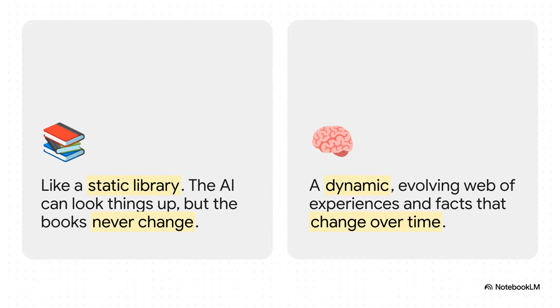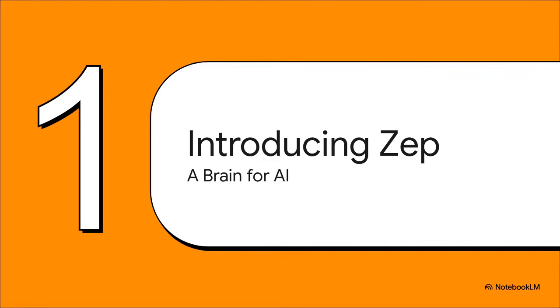Human memory, though, it's alive. It's this dynamic, constantly evolving web of experiences and facts that get updated and connected over time. RAG just can't do that. And that brings us to Zep. See, Zep isn't just another incremental tool. It's a totally new approach. The whole idea is to give AI something that looks and acts a lot more like a real brain.